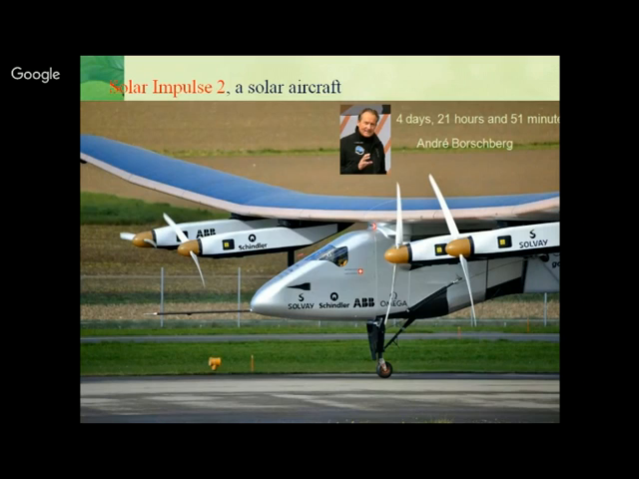So Andre was driving this plane, and it was for 4 days 21 hours and 51 minutes. That is the longest drive they have done with this solar aircraft, fully powered with solar. So they have achieved 4 days 21 hours and 51 minutes of continuous drive with this. So this is one of the achievements in solar.